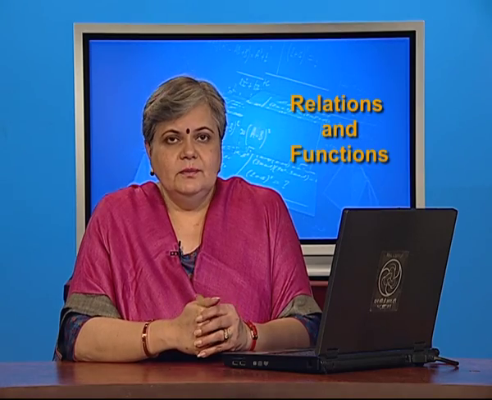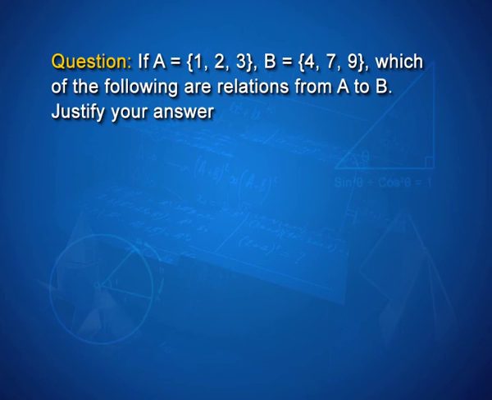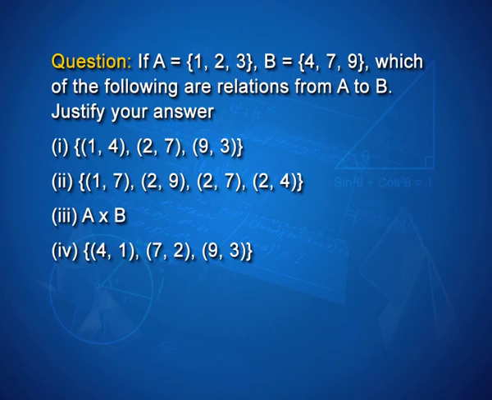Here we have another problem for you. Set A is 1, 2, 3, set B has 4, 7, 9. Which of the following are relations from A to B? Also justify your answer. So, if you see here, I have this part 1 which has (1, 4), (2, 7), (9, 3) in a set.